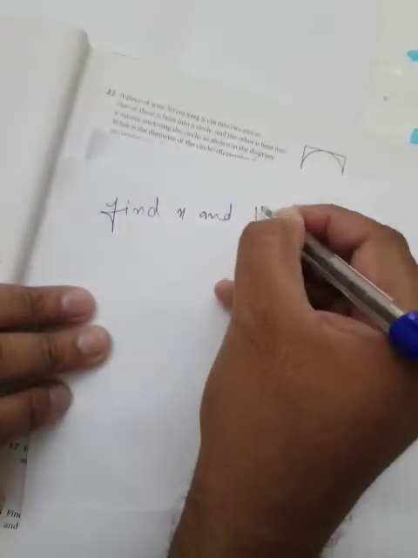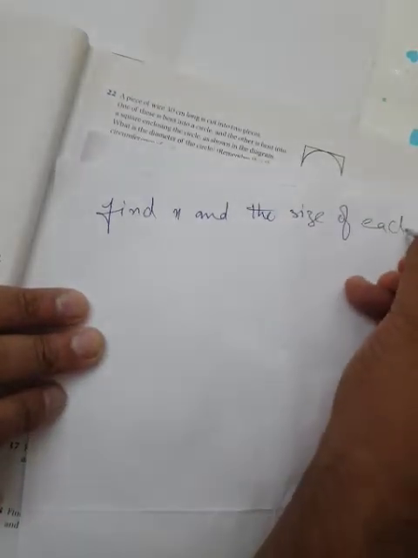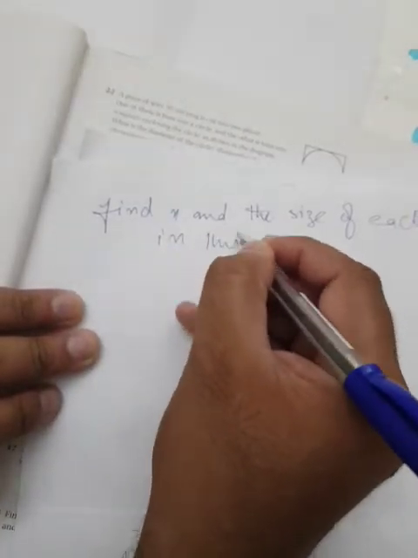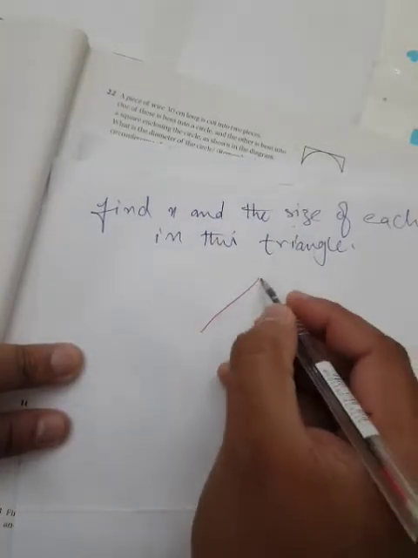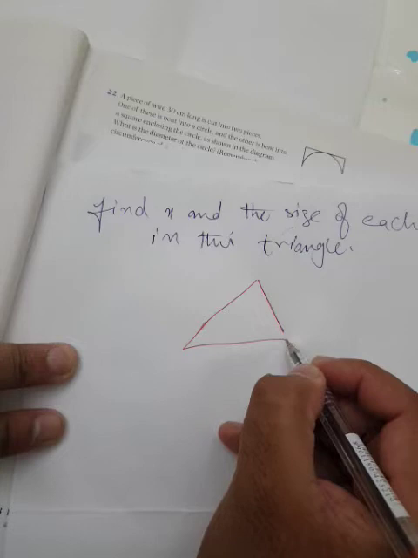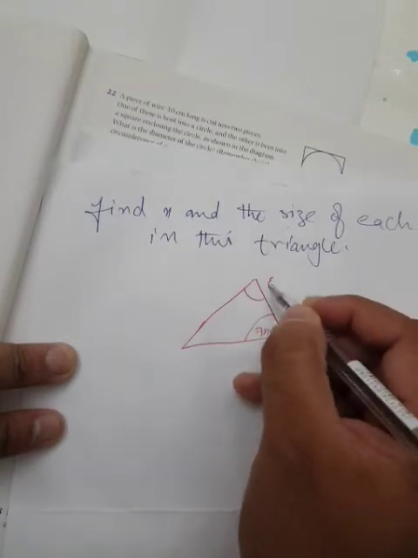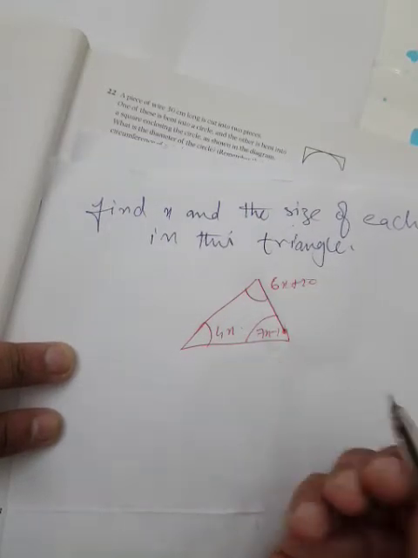Find x and the size of each angle in this triangle. Now what I'm going to do is, I will draw a triangle here. This angle is 7x minus 10. This angle is 6x plus 20. This angle is 4x. They said find the value of x.